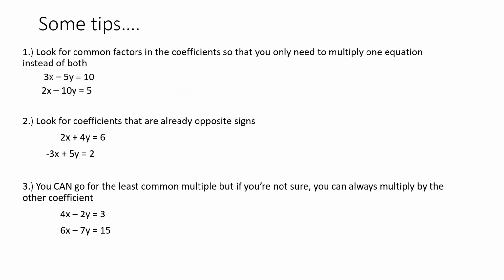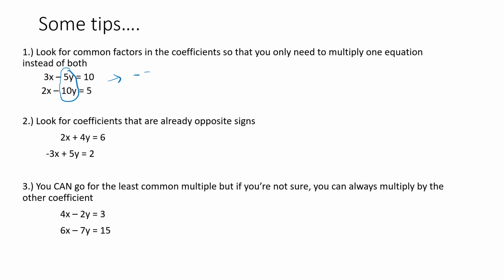All right, so here are some tips for doing this. Look for common factors in the coefficients so that you only need to multiply one equation instead of both. Looking at this, I can see that 5 and 10 are, well, 10 is a multiple of 5, or you could say that they both have a common factor of 5. So I could get where I needed to go by only multiplying the top equation by a -2.